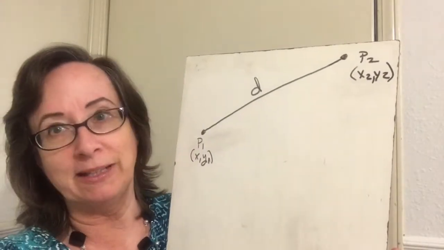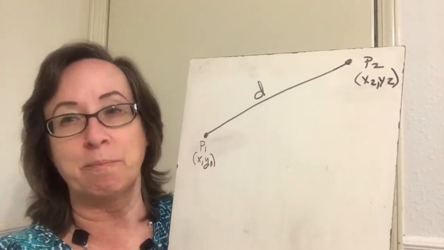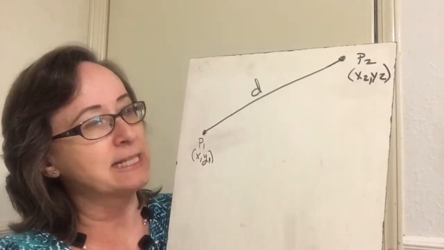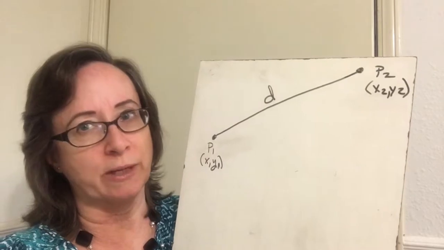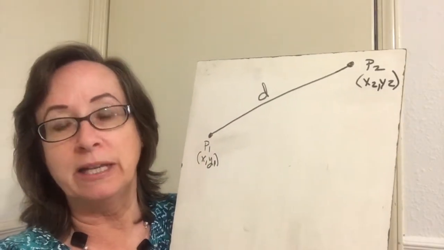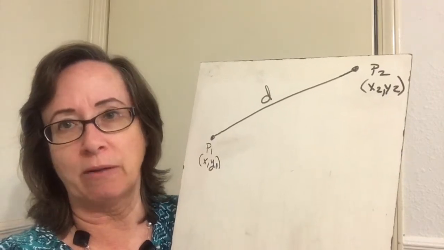Now, when we're deriving the distance formula, we're really going to go back to our good friend Pythagoras, okay? And I have some cool stories about him, by the way. Someday I'll tell you. But what we're going to do is we're going to form a right triangle.